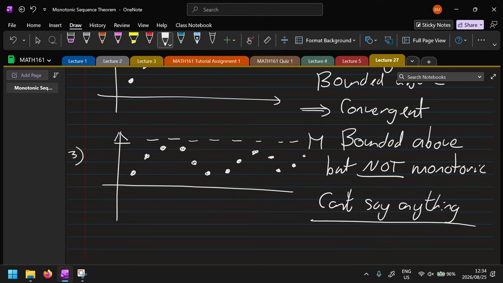Okay. Now, very important note, when I say can't say anything, it means we can't decide between the two. It does not mean it's divergent. Okay, so bounded plus monotonic means convergent. If one of those two are false, it does not mean it's divergent. Okay, so please just keep that in mind. All it means is we don't know.